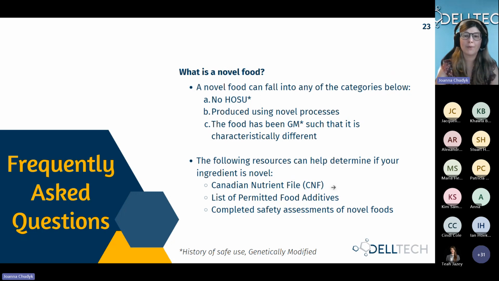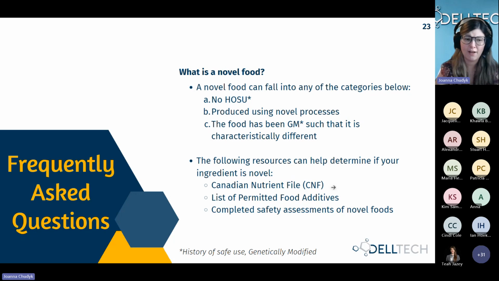So it's important to remember, and I already mentioned this, that if an ingredient is acceptable in a different country, it doesn't necessarily mean it's acceptable in Canada. So anytime you're bringing a food product into Canada, it's super important to review every single ingredient you have in your formula and make sure that they are all acceptable food ingredients in Canada. So there are a number of resources you can visit if you're trying to determine if your ingredient is novel. The first of which is the Canadian Nutrient File, or CNF. And this is a database of ingredients that are recognized as foods in Canada. So you can always search that database to determine whether or not your ingredient would be considered a food ingredient.